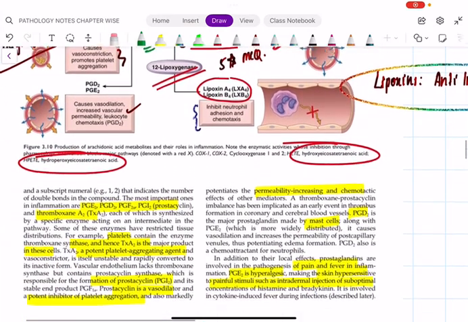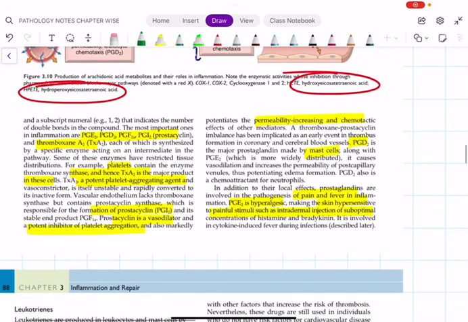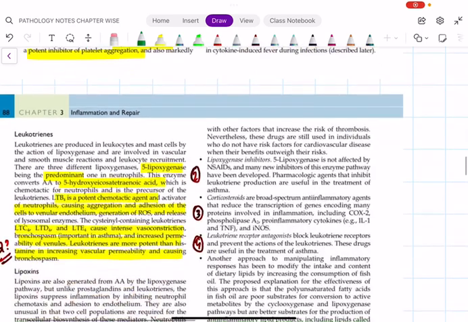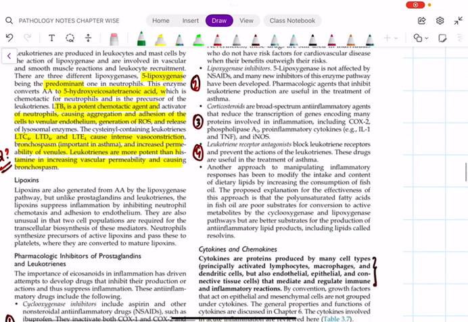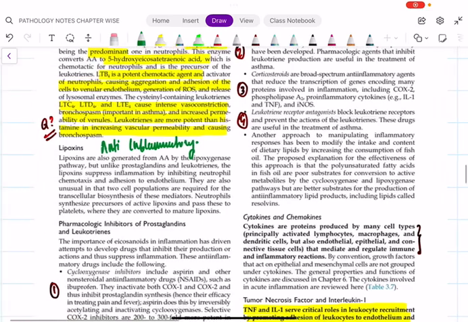See, that's the same thing which is written here. PGE2 is responsible for pain and fever in inflammation. PGE2, very important. Okay, that's an MCQ. Leukotrienes, already I have told you, I am not going to explain more. Lipoxins, I have already told you, they are the only arachidonic acid metabolites which are anti-inflammatory. Fine?